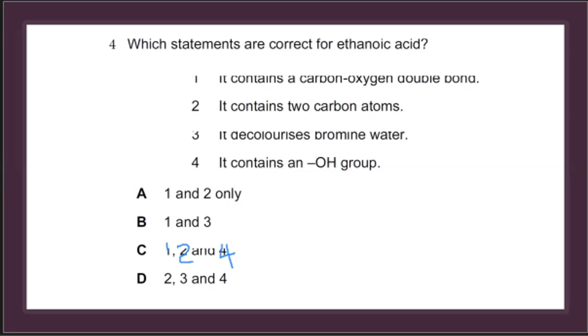So the first thing, it contains a carbon oxygen double bond. And that is correct. They have a carbon oxygen double bond. It contains 2 carbon atoms. Yes, ethanoic acid must have at least 2 carbon atoms.